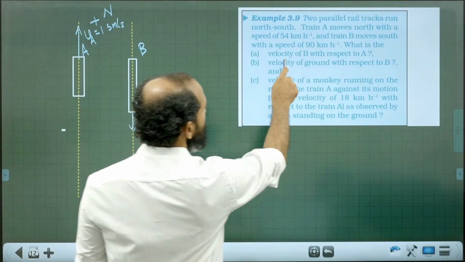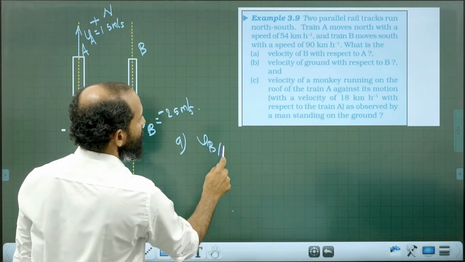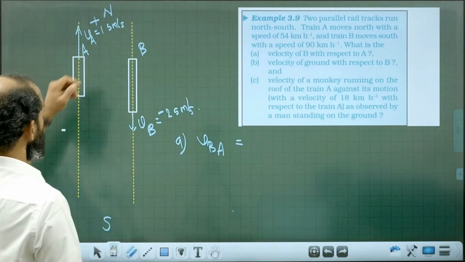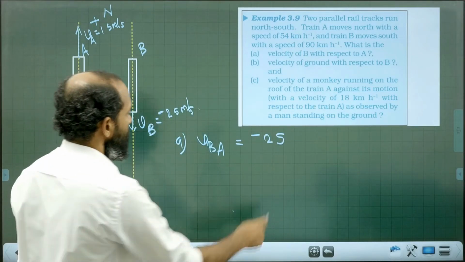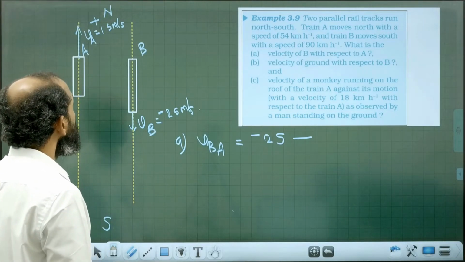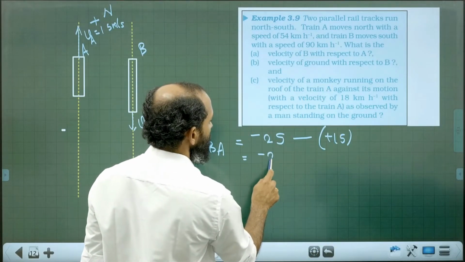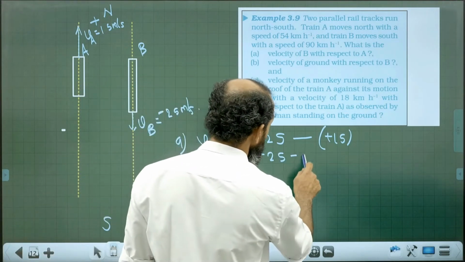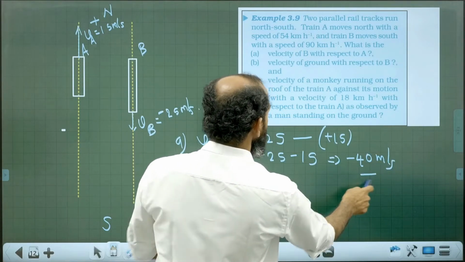Now, what's the velocity of B with respect to A? Question number 1. Velocity of B with respect to A equals VB minus VA. VB is already minus 25. Don't forget to put the minus in between. VA is plus 15. That is equal to minus 25 minus 15, which implies minus 40 meter per second.